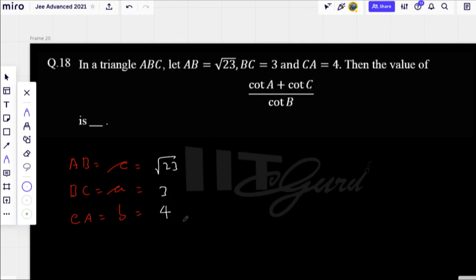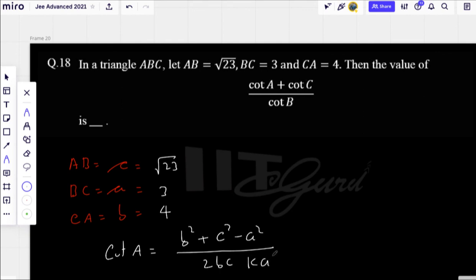Fine. So cot A, can't we evaluate cot A? Actually cot A is cos A upon sin A. So first of all, we will use the cos A formula. We are using this formula: b square plus c square minus a square upon 2bc. And for sin A, we can say KA, let's say KA. This is for sin A. And similarly, you can say cot B, cot C also.